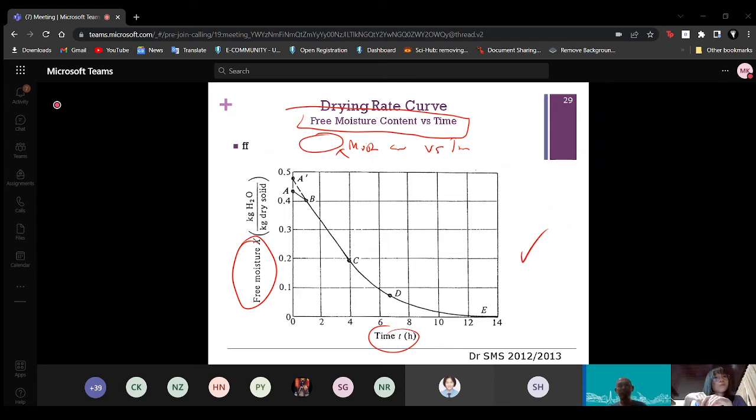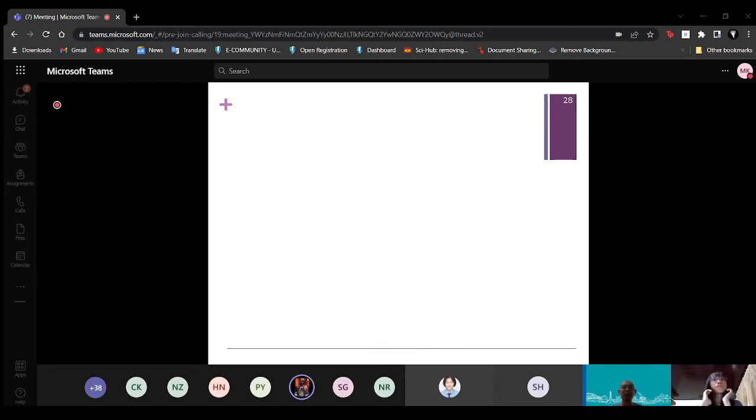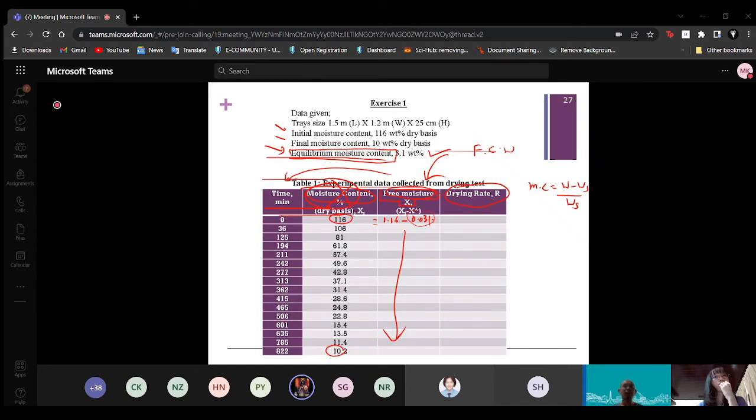Okay, congratulations to yourself. You are doing good. You be able to plot free moisture content versus time. Okay, which is very good. Kalau saya tak buat ni, you belum tentu lagi akan buat. Okay, and then maybe you tak understand pun how to get that value. Alright, now kita nak move ke another one.